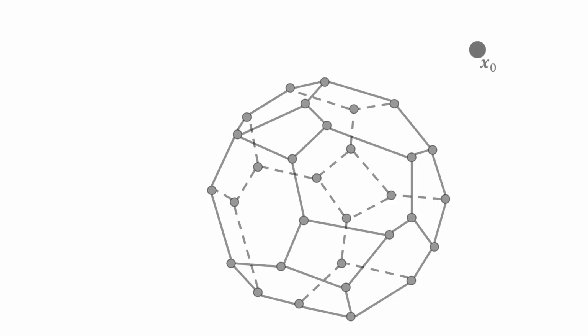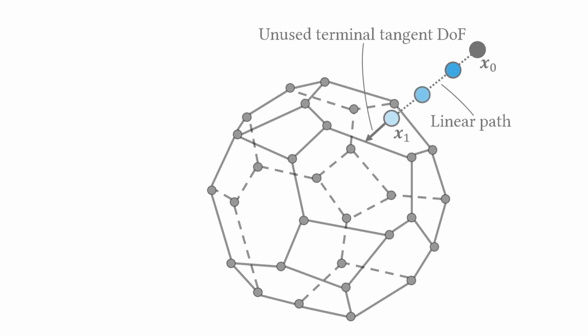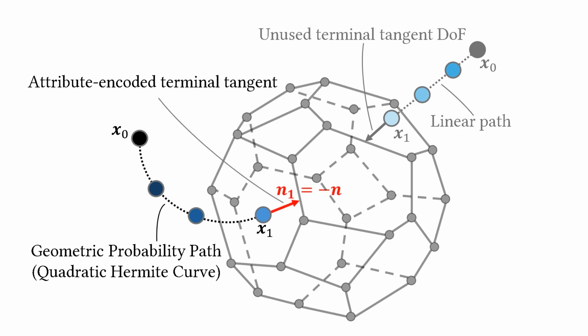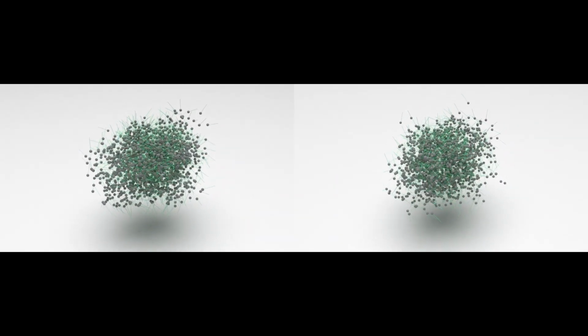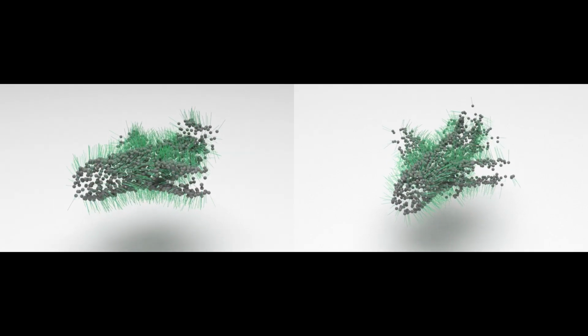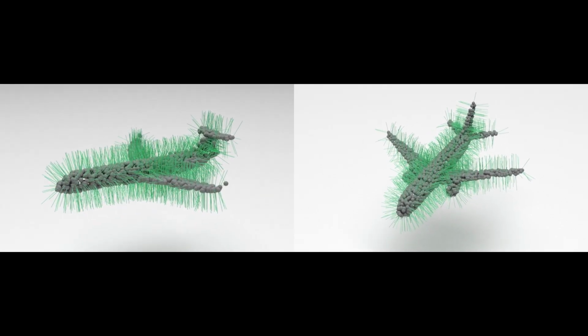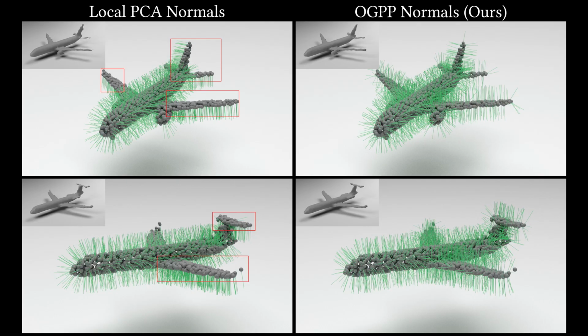We now illustrate our second main contribution, geometric probability paths. Prior work typically takes the linear path between the endpoints as an incidental choice, leaving the terminal velocity as an unused degree of freedom. Instead, we construct Hermite-type probability paths that let the terminal velocity encode useful per-particle attributes, such as surface normals. With our geometric probability paths, surface normals can be accurately generated without 6D position-normal generation. In contrast, PCA estimated normals fail on thin structures like wings and tail fins.